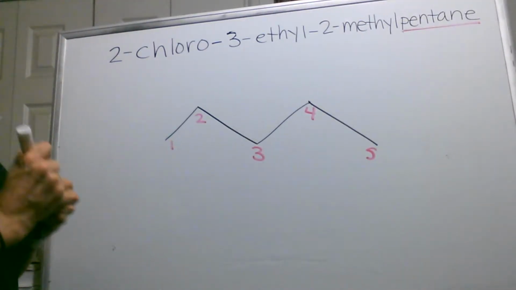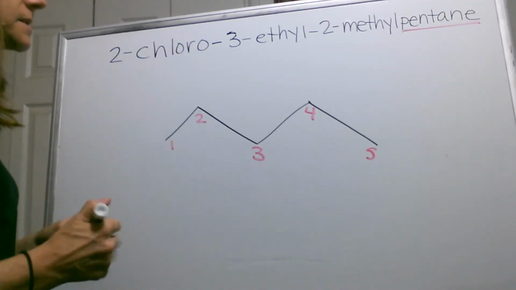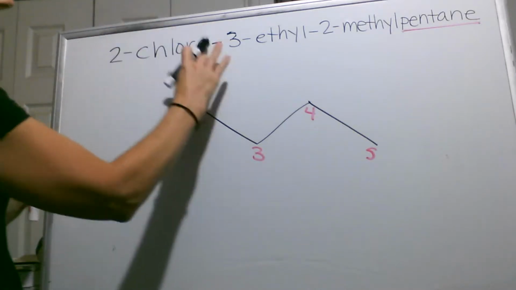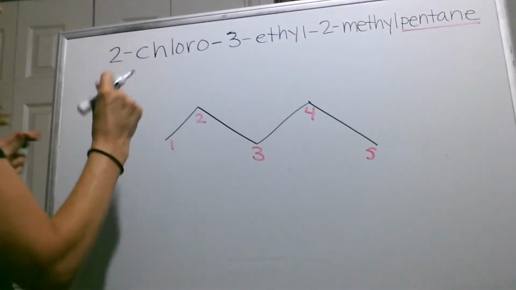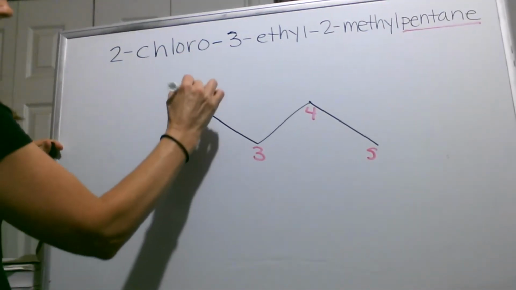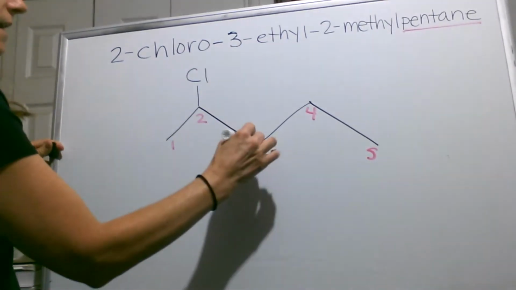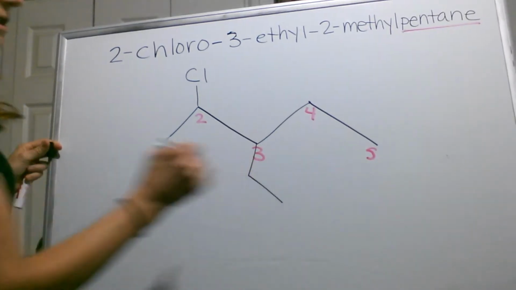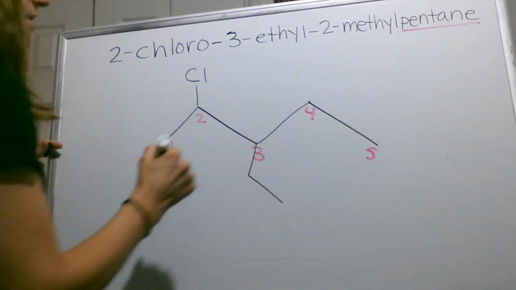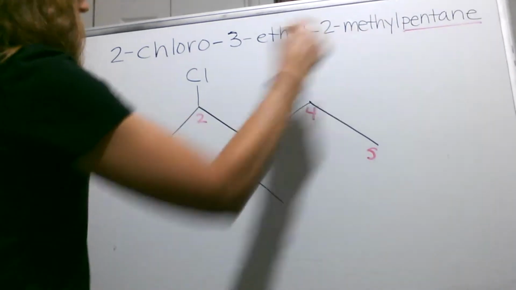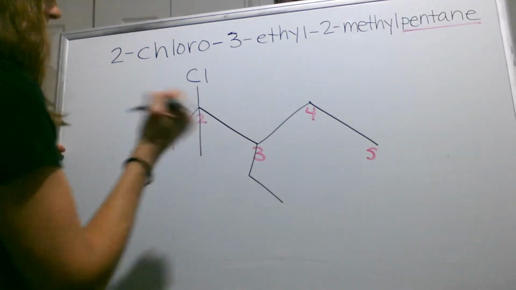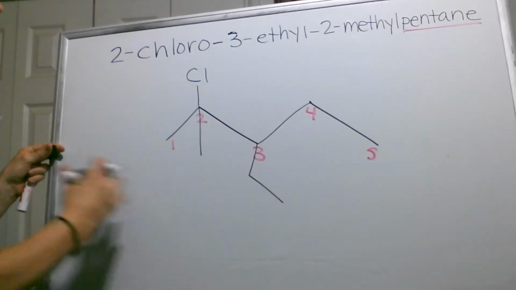So there are our 5 carbons for pentane, and then we're just going to go ahead and add the substituents. So we have a chlorine on carbon 2. On carbon 3 we have an ethyl group, so remember that's a 2-carbon chunk that is attached as a substituent. And then on carbon 2 we actually have a methyl group, so we have 2 substituents there. There you go.